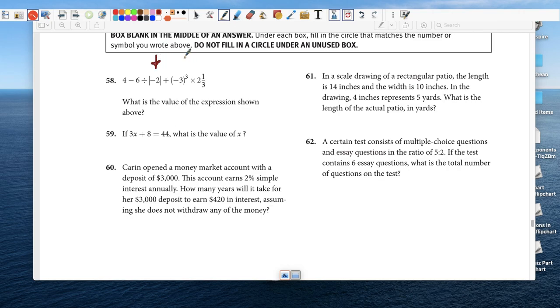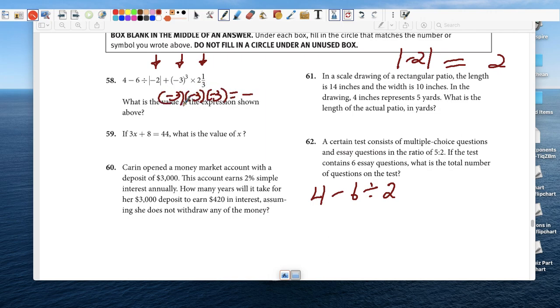It's order of operations. The first thing I would do is change these into standard notation. So what I mean by that is 4 minus 6 divided by, instead of the absolute value of negative 2, I'm just going to write 2, because it's the same thing. Whether you say I have the absolute value of $2 in my wallet or I have $2 in my wallet, this is exactly the same thing. Plus, and this is plus negative 3, so it's negative 3 times negative 3 times negative 3.